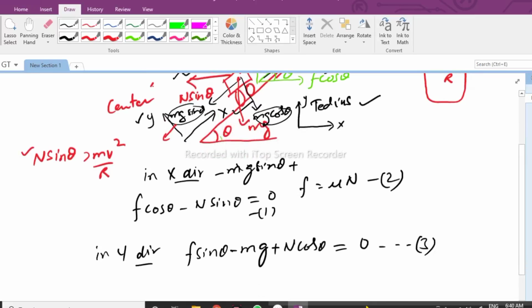So here we have framed three equations, and after that it is solving these three equations for finding the unknowns as given in the question. Usually mu will be given. So the unknowns here are N and theta.